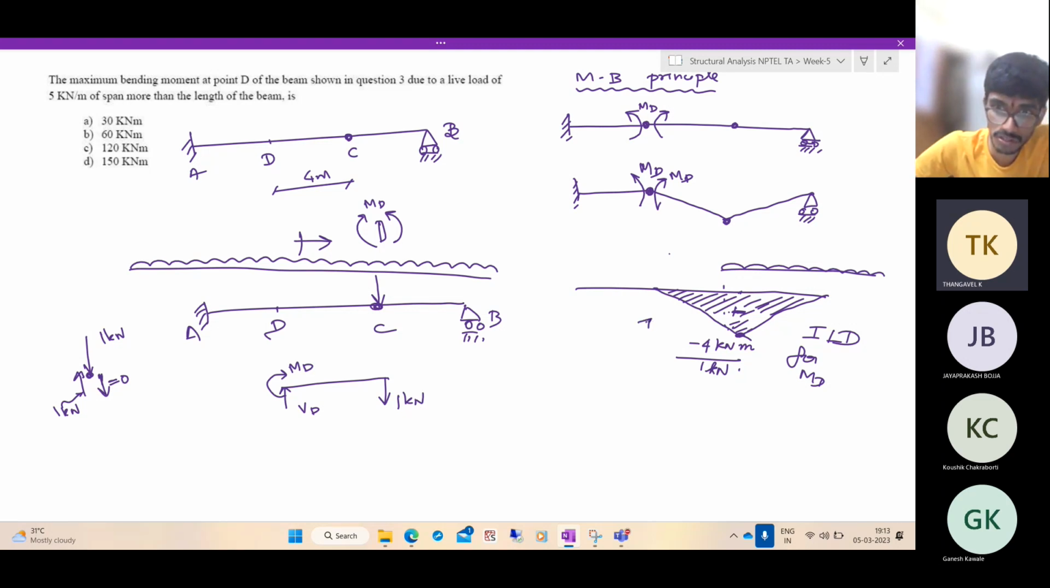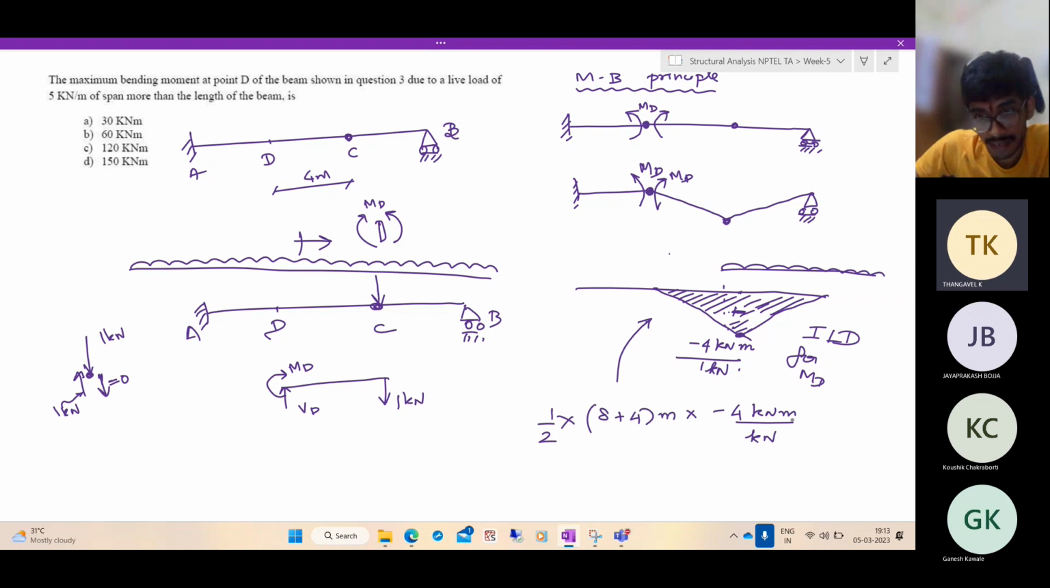So maximum moment will occur when the live load is everywhere in the beam, or at least over this portion. So when it is fully over that portion, what is the maximum area? It is the area of the triangle, half into base, which is 8 plus 4 meters, into height, which is -4 kilonewton meter per kilonewton, into the distributed load intensity, 5 kilonewtons per meter. So the units will be consistent. Kilonewton gets cancelled. So you will get 8 plus 4, 12, 12 by 2, 6, 6 4s are 24, 24 5s are 120.